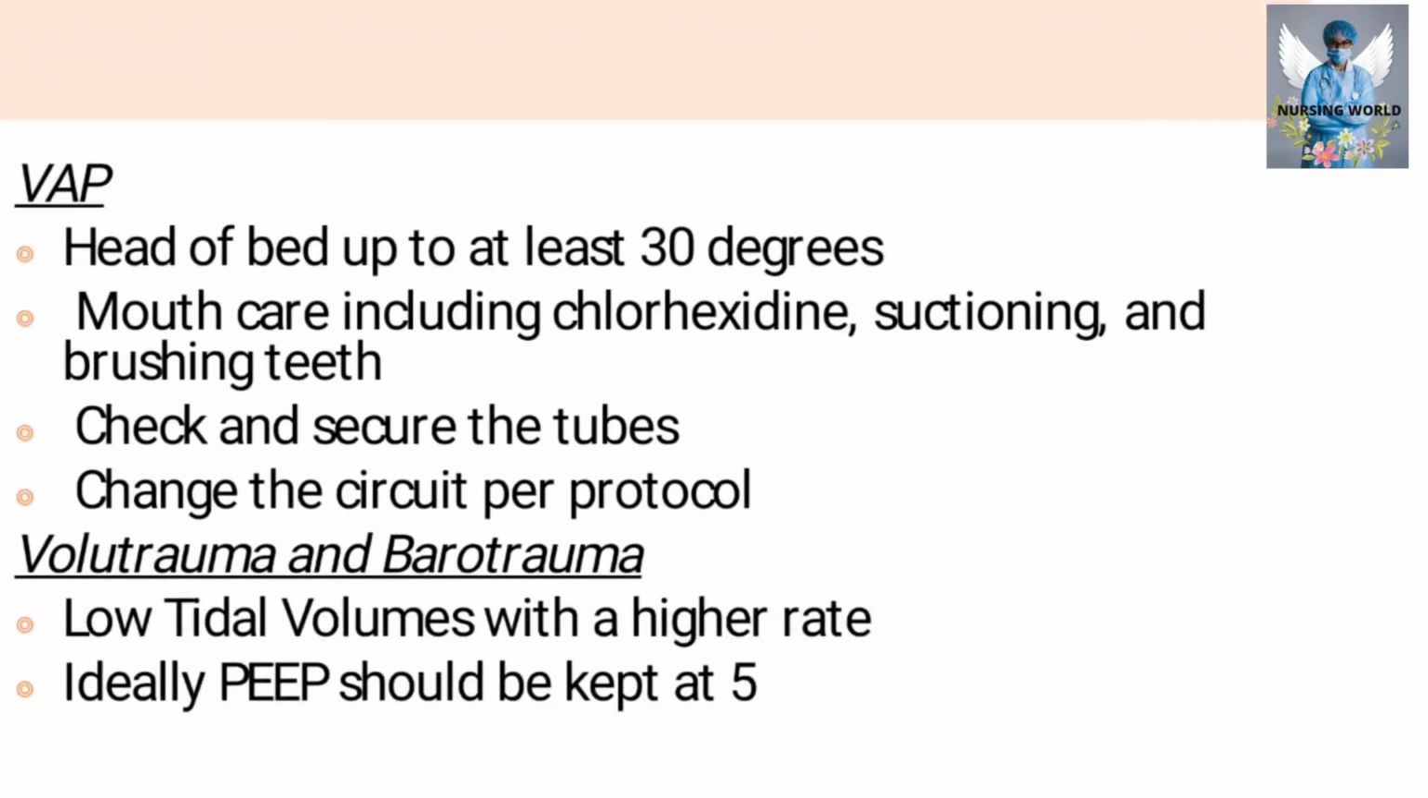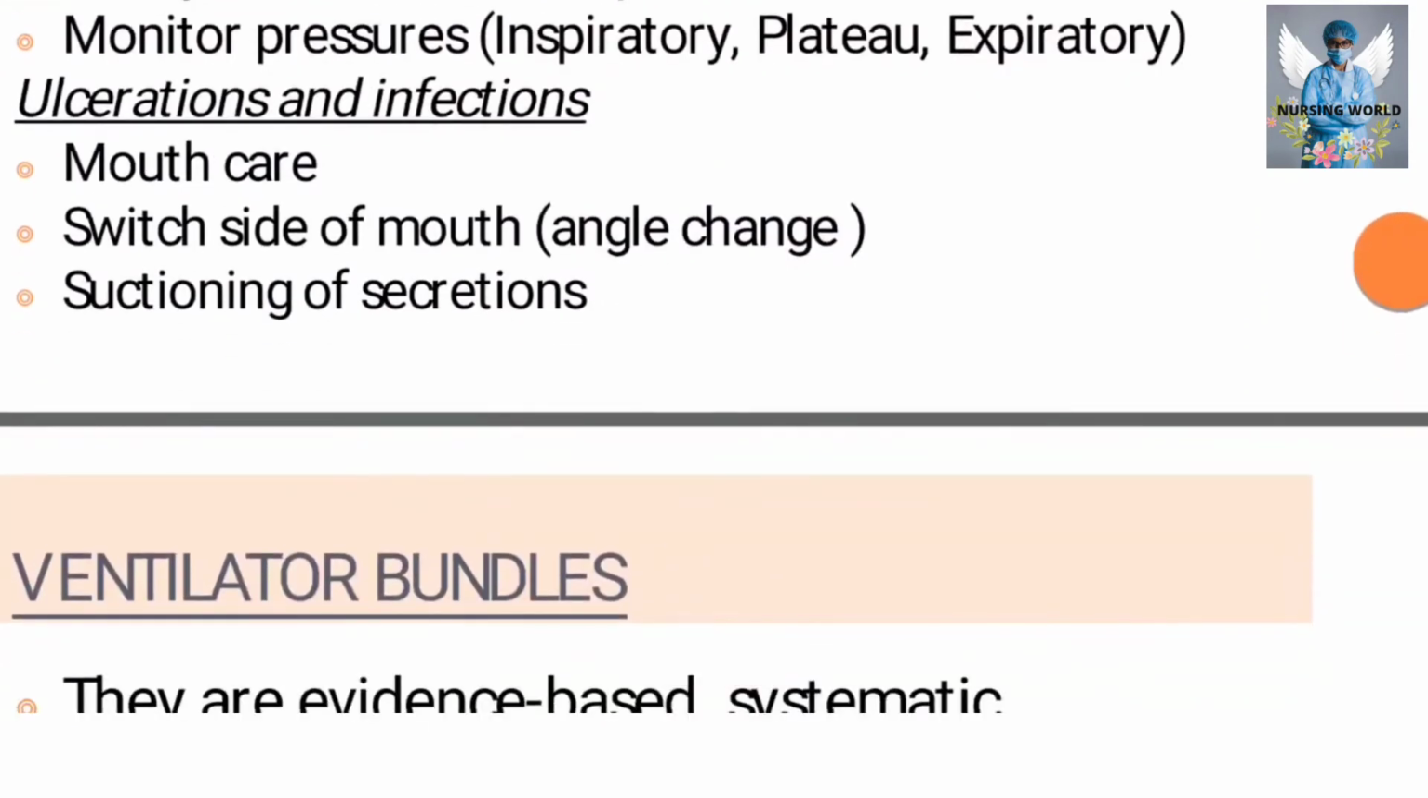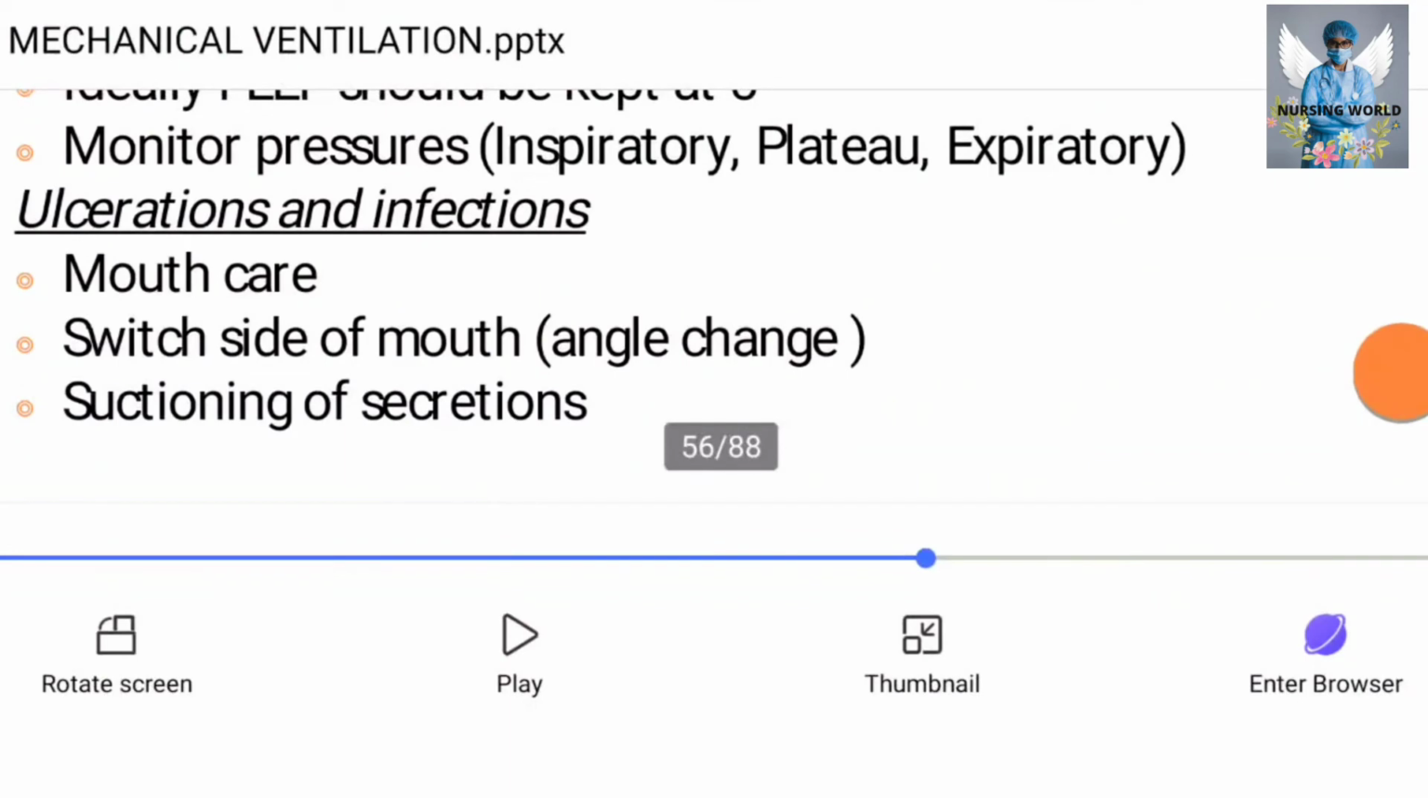Then in ventilator associated pneumonia, we need to see that the head of the bed is up to at least 30 degrees, and mouth care including chlorhexidine, suctioning and brushing the teeth should be conducted. Then check and assure that the tubes are proper. Change the circuit per protocol. Then for ulceration and infection, we need to give mouth care, switch the side of the mouth, change the angle and suction the secretions. These are the things we need to see.